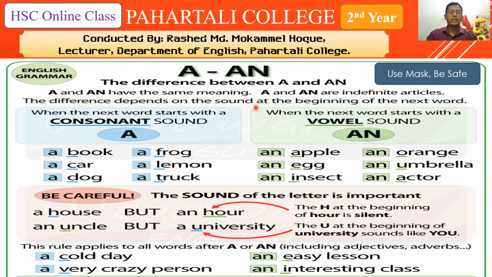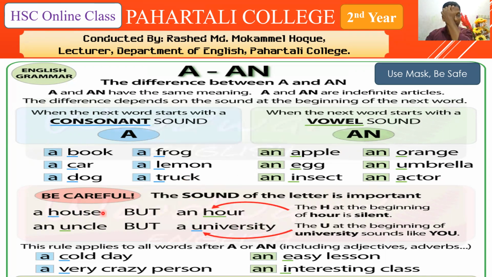For example, a consonant sound will be reflected by a book, a car, a dog, a frog, a lemon, a truck. And for a vowel sound, it will be an apple, an egg, an insect, an orange, an umbrella, an actor. Okay, be careful. The sound of the letter is important.